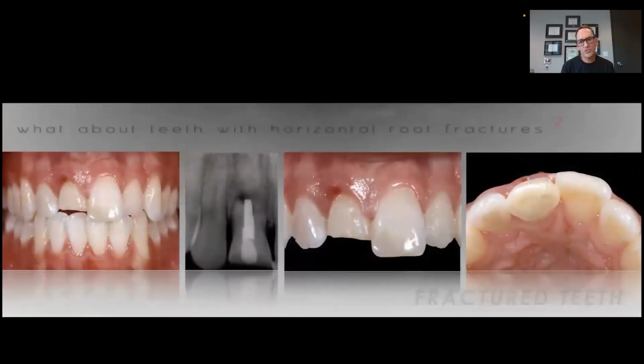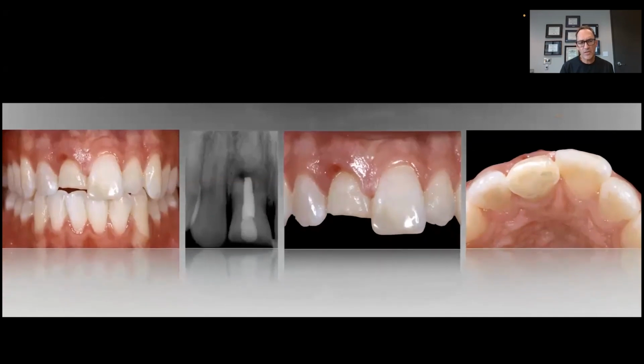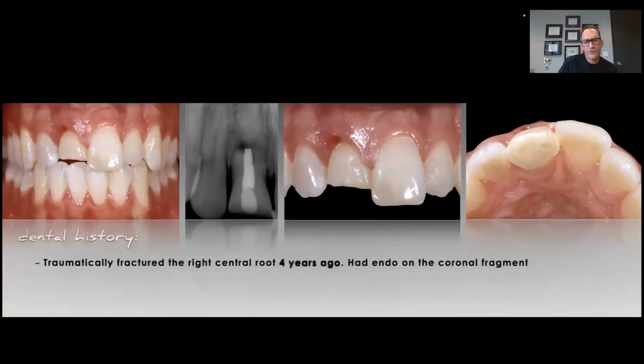All right, let's switch to another problem: teeth with horizontally fractured roots. This is a patient who comes in about 2 weeks after trauma, but there's a history. So the history is 4 years ago, he was playing baseball, caught a hot grounder, hit him in the mouth, horizontally fractured the root. He had endo on the coronal segment, and basically he was fine ever since.